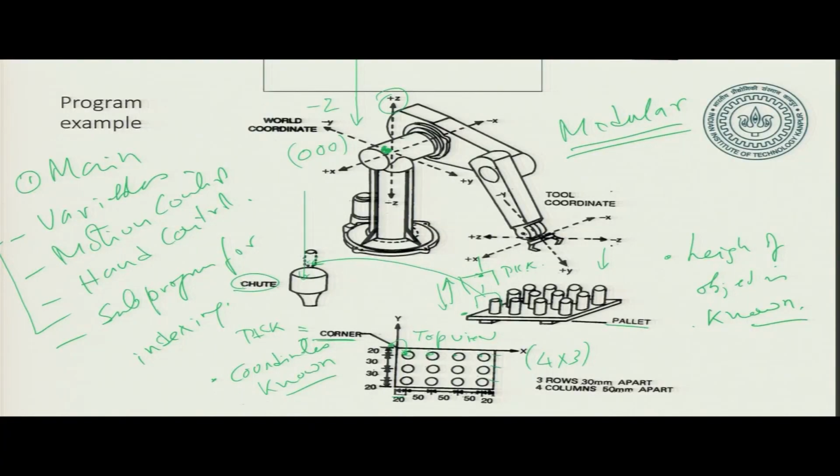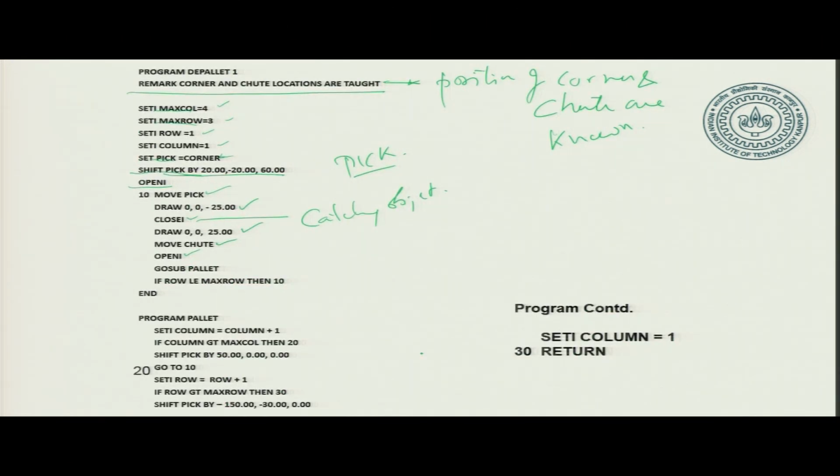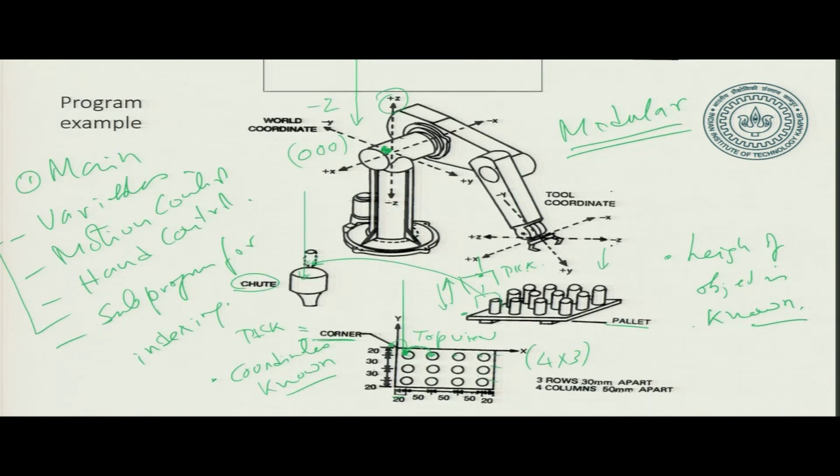Now, what it will do is it will go to a subprogram or a subroutine called palette, where it will do the indexing. So, after getting the first object, it has to index that point pick and bring it to the next object, okay. So, you can look at the command, it's go sub palette, and the subroutine palette is given here. Now, in the palette program, it started off with the first row and the first column. So, it indexes the column with column plus 1. So, from the first object it comes to the second object, okay.